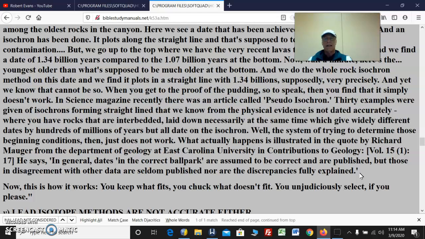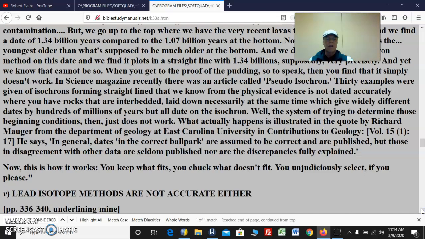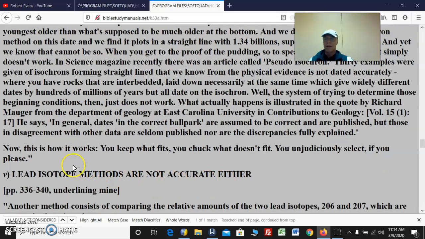Interesting. But what are you looking for? This is what I'm looking for. Okay, let's just keep doing measurements till we get it. You're going to get it because they vary all over the place. Now, this is how it works. You keep what fits, you chuck what doesn't fit in your belief system. You unjudiciously select if you please.